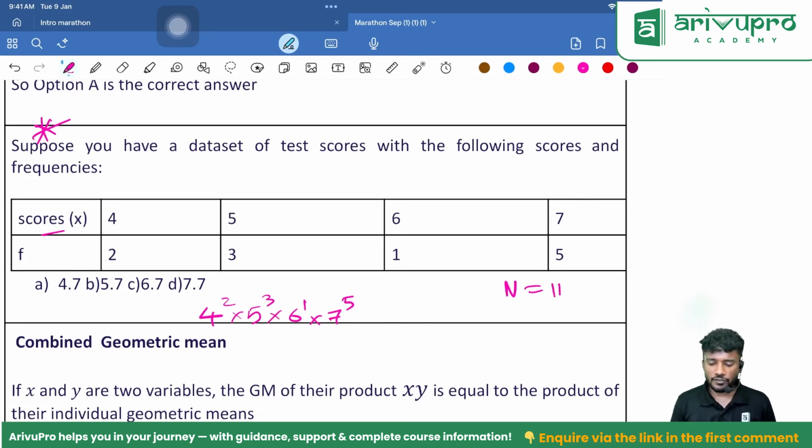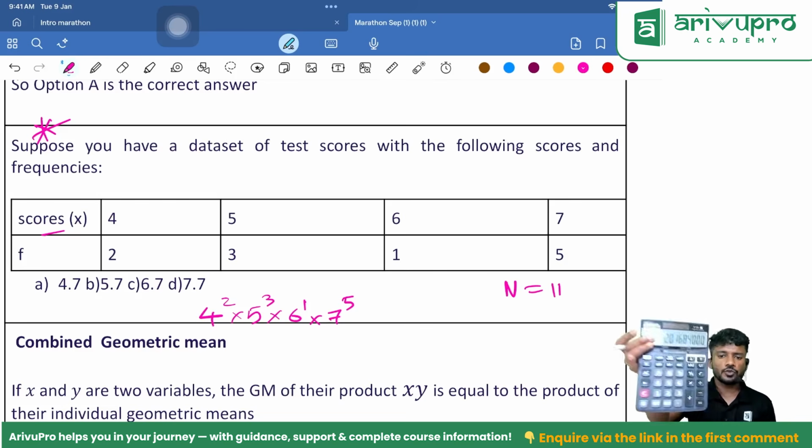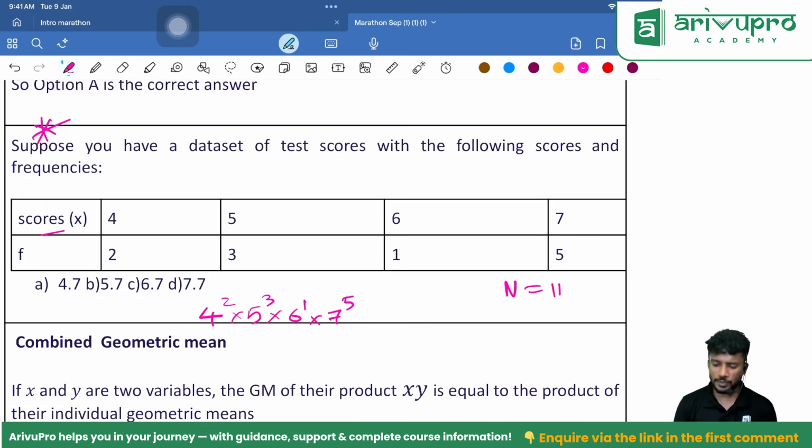First you will find 7 raised to 5. 7 into equal to, 4 times: 1, 2, 3, 4. Then multiply it with 6. Then multiply it with 125. Then multiply it with 16. How much are you getting? 2016400. Correct?